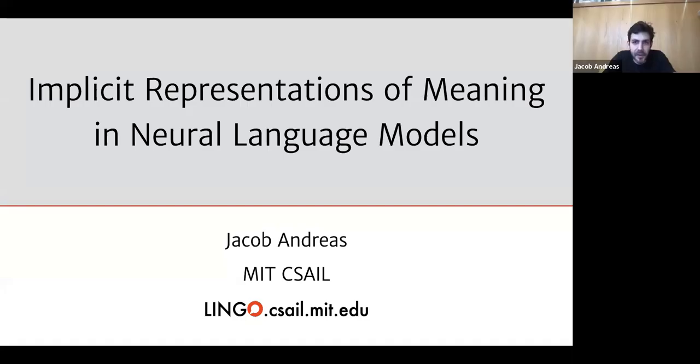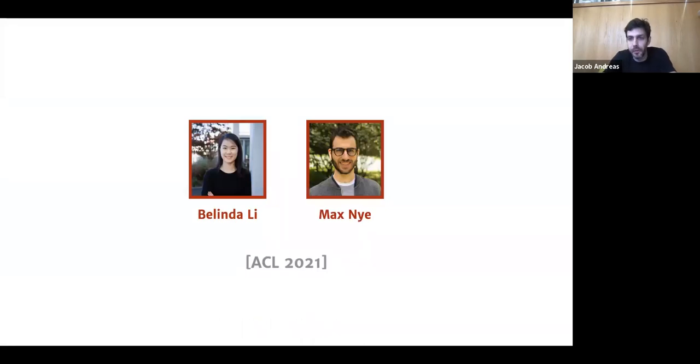At MIT, I work on language processing broadly. And what I want to talk about today specifically is models for language generation, machine learning models for language generation, and ways in which they do and do not actually accurately learn to represent the meaning of language in the course of learning to generate it. And most of the work that I'm going to be talking about today is by Belinda Lee and Max Nye, who are both students here.